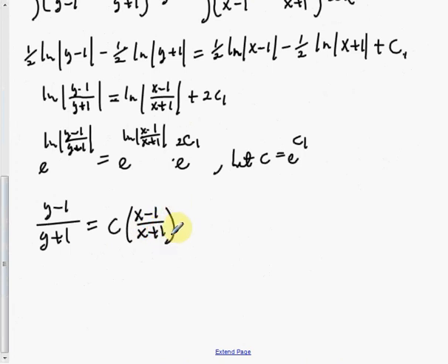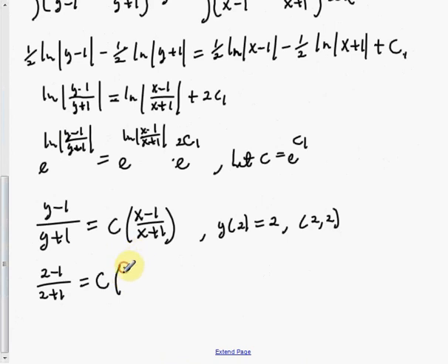Now the initial condition was that y of 2 is equal to 2. So the point is just (2, 2). When x is 2, y is 2. So we plug in x equal to 2 and y equal to 2. So we get 2 minus 1 over 2 plus 1 is equal to c times the same thing, 2 minus 1 over 2 plus 1. And that just ends up giving us c is equal to 1.